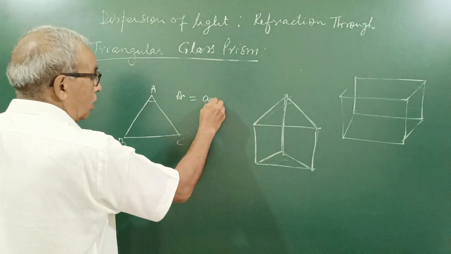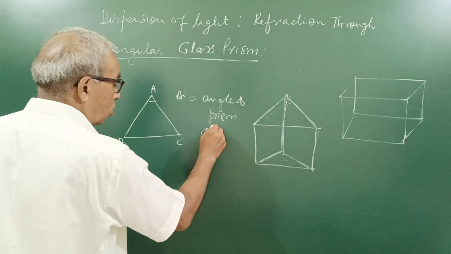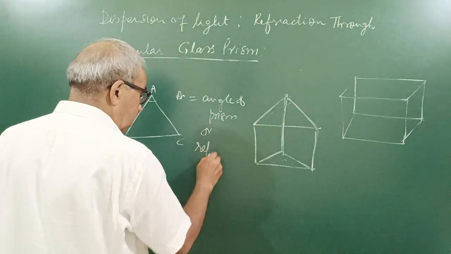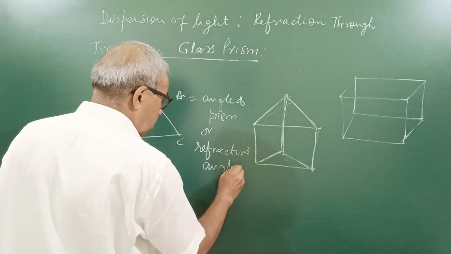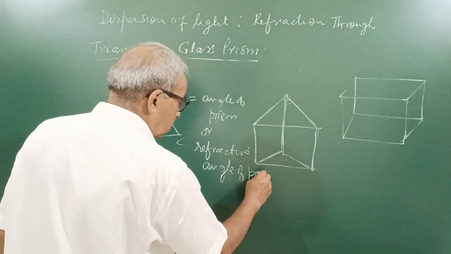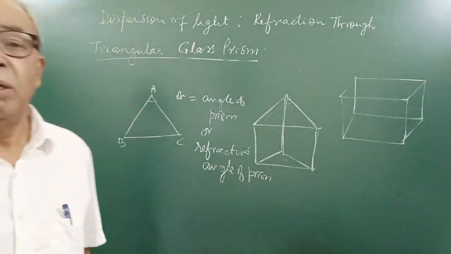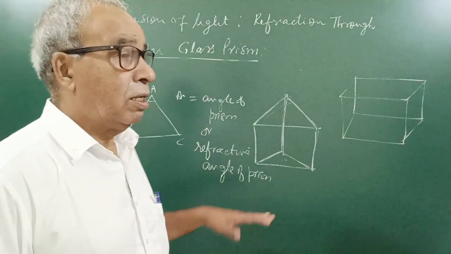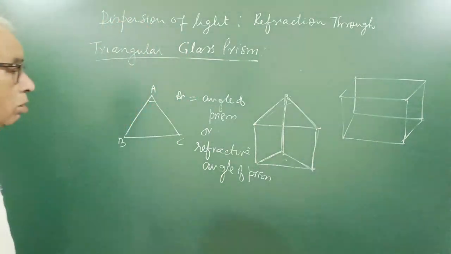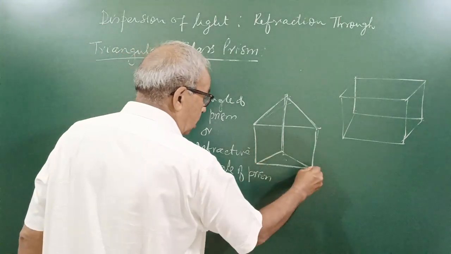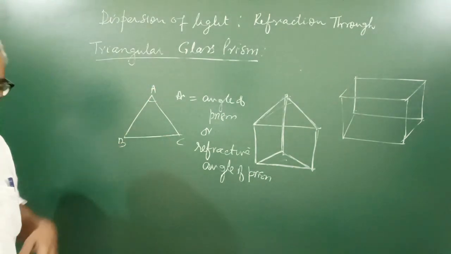A is called the angle of prism, or refracting angle of prism. So we take here not a glass slab. A glass slab is also a prism that has four sides in its base. A triangular prism has three faces in the base, and the exact shape is like this. You might have seen it in the lab, but we represent it like this.